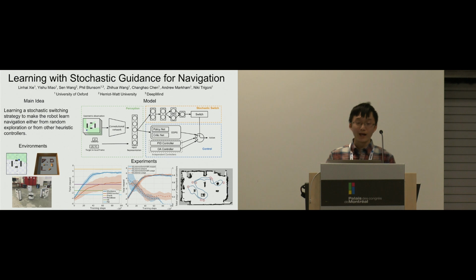And what we did is that we introduced a stochastic switch which can select the actions proposed from either the DDPG or the heuristic controllers. Like we can see here, here is the DDPG, and here are some other independent controllers. And our switching network can learn a strategy to sample the actions from all of these actions proposed by these three controllers.